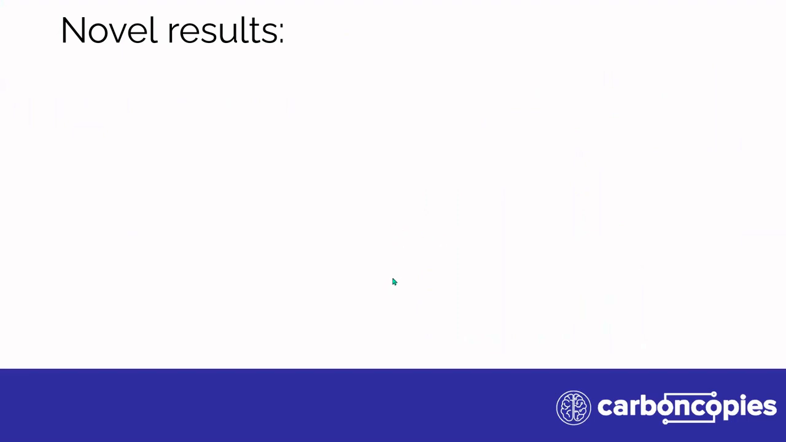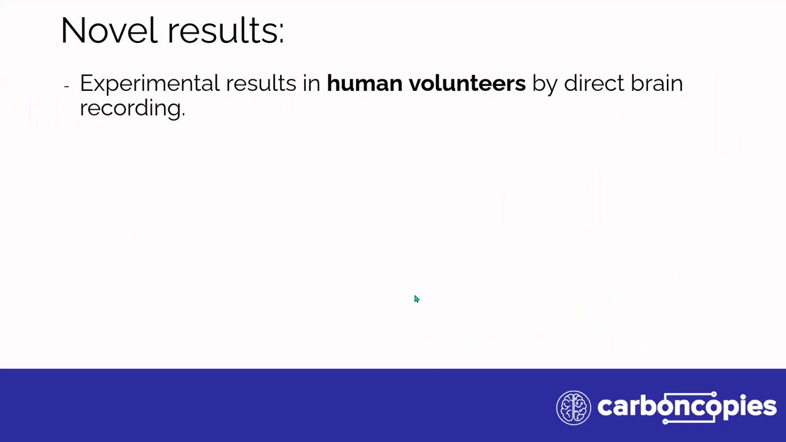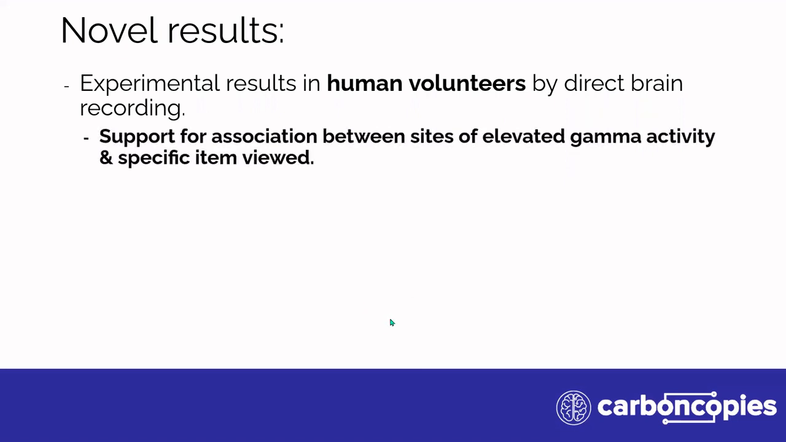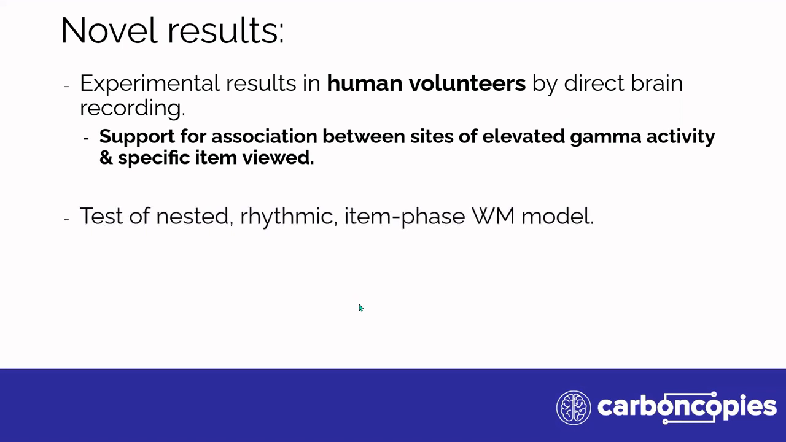All right, now with the foundations of the model and the studies that inspired it, here now are the new results provided in today's paper. The experiment is a direct test in human volunteers of 2 central hypotheses of the model. That elevated gamma power in specific cortical sites is involved with viewing specific items in the experiment, and that the alpha theta phase of that elevated gamma is a reflection of the list position of an item.